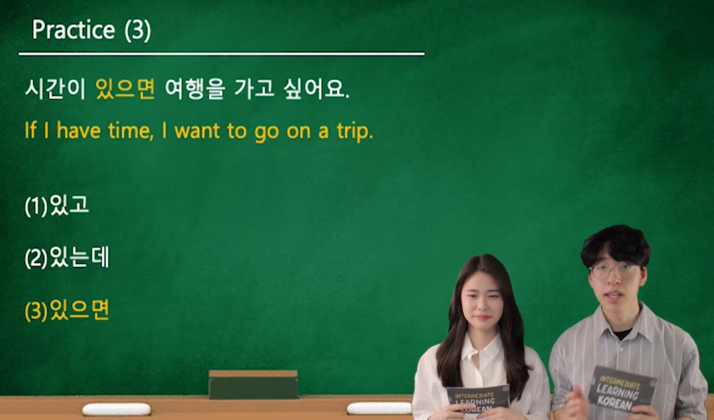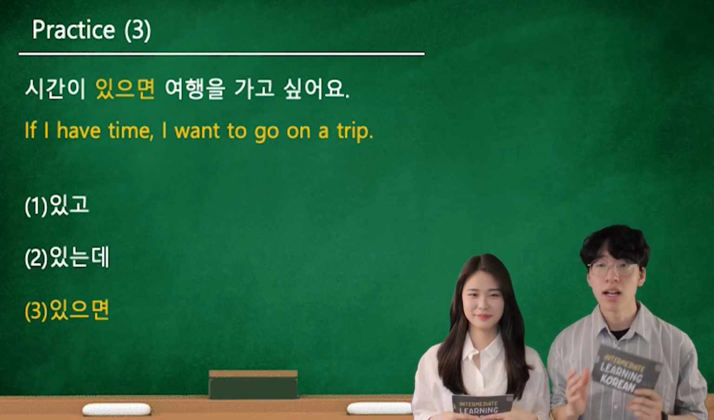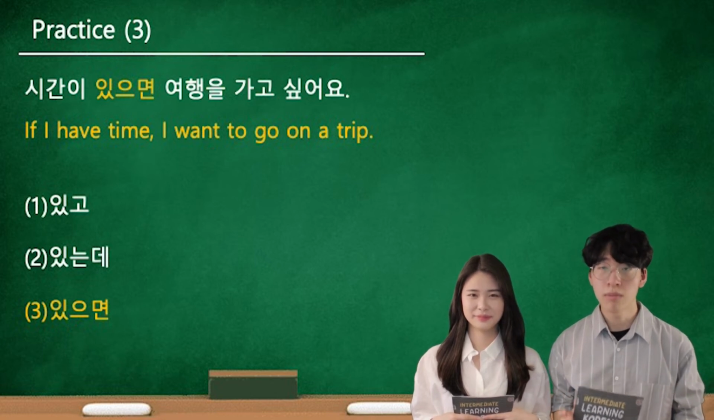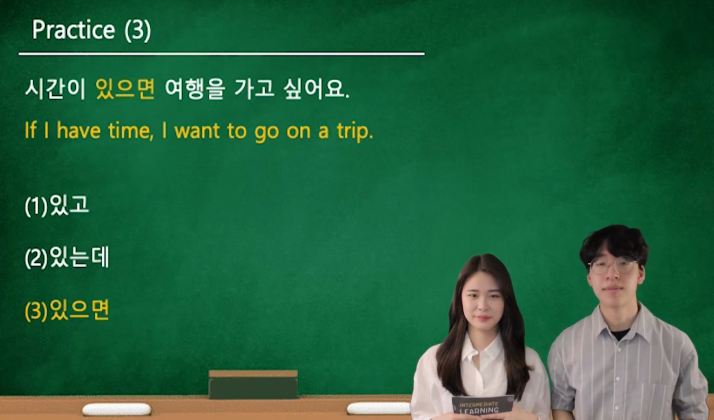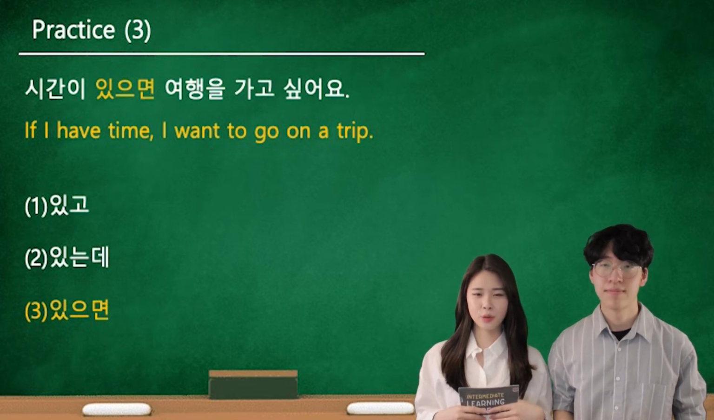Then let's read the sentence together. A. 택시를 타면 빨리 갈 수 있어요? B. 아니요. 이 시간에는 지하철이 더 빨라요.